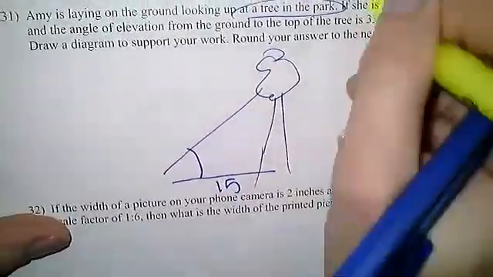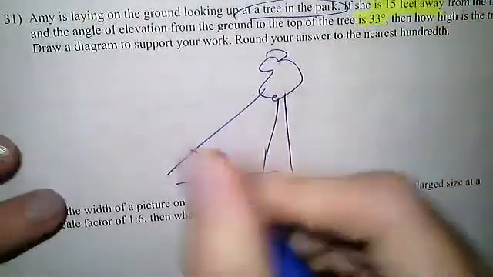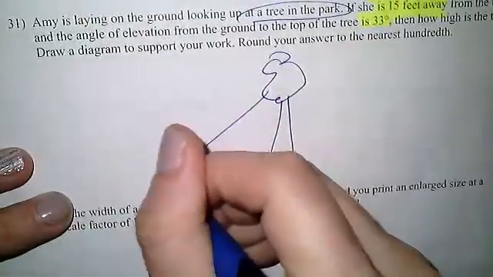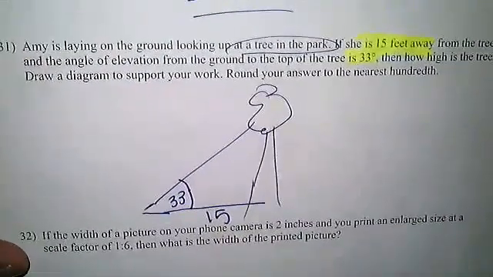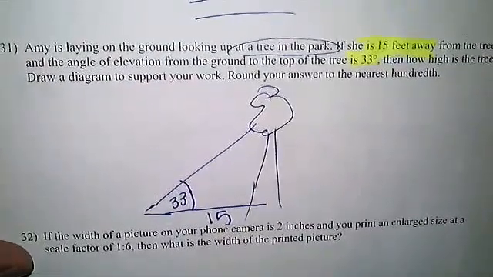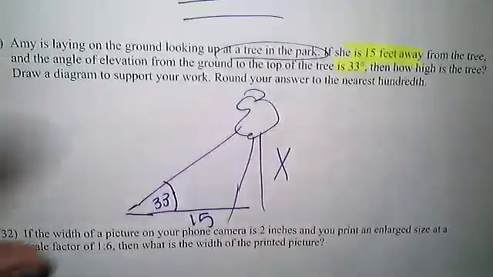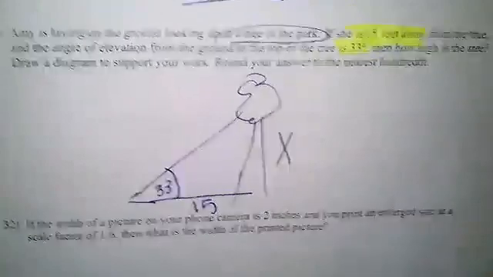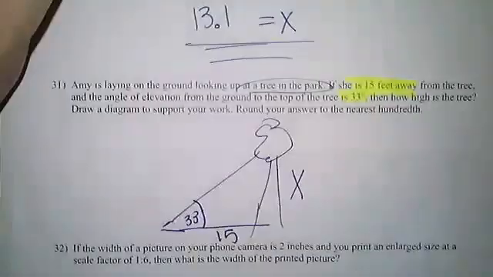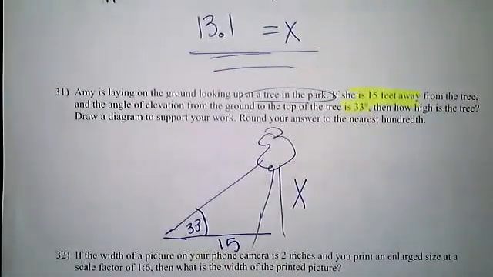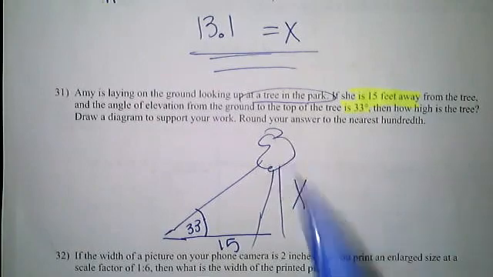So we're going to put 33 right here. Okay, how high is the tree? So we're trying to find x. You do kind of have to draw a picture. You don't have to draw an actual tree, you can just draw a triangle. That helps me.